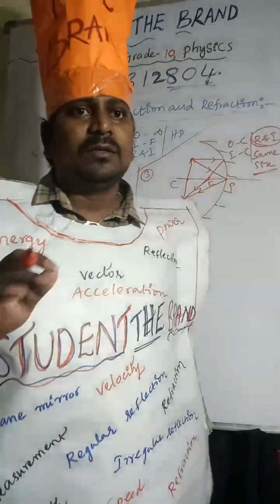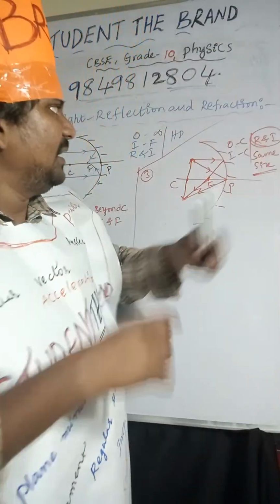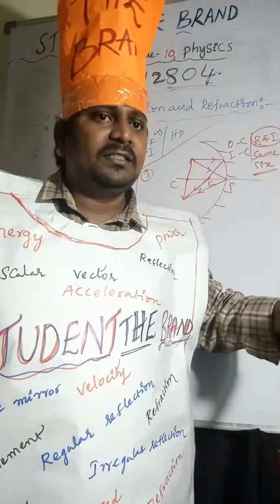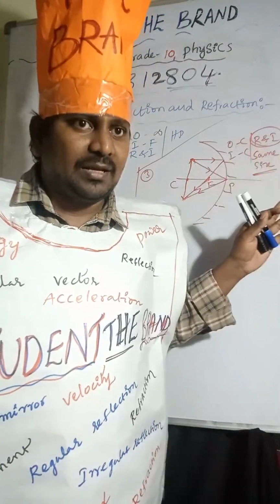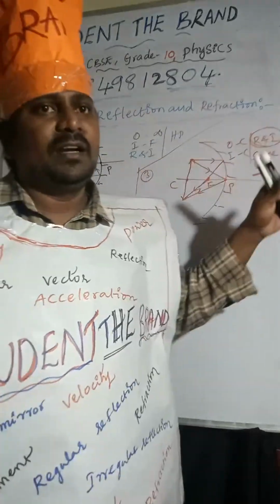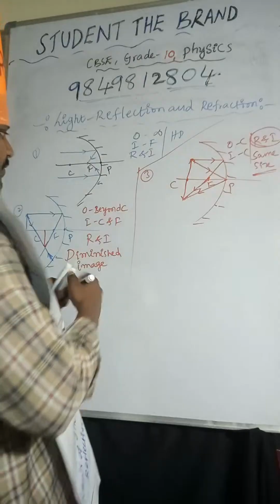Okay, so there is a lot of difference. Nature means real and inverted; size means same size or diminished image or enlarged image, highly enlarged. So like this it will come. Nature means real inverted, virtual erect, like that. Understood? Okay, done. Coming to the fourth one.